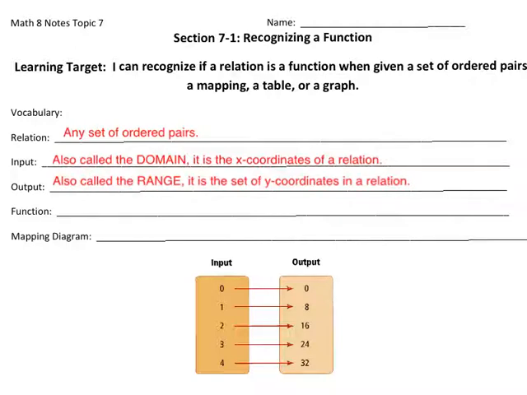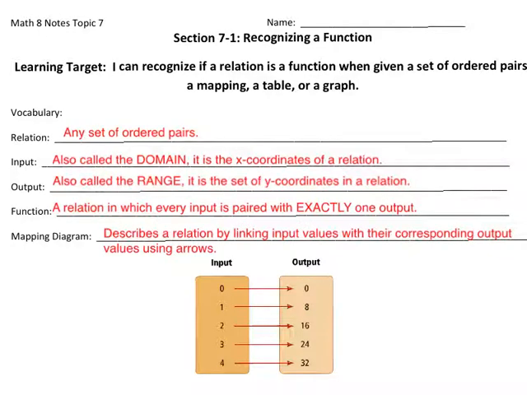A function is a relation in which every input is paired with exactly one output. And we have an entire course dedicated to studying functions in high school, so that's a very, very important term that you know. And finally, we have a mapping diagram. And this is a little bit longer, so you'll probably take up a couple lines there. A mapping diagram describes a relation by linking input values with their corresponding output values using arrows.